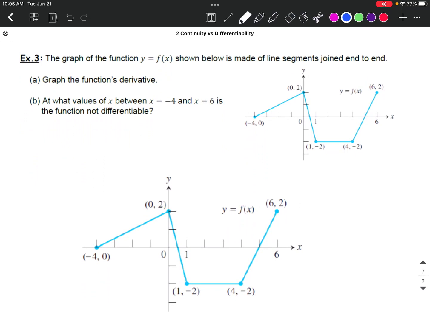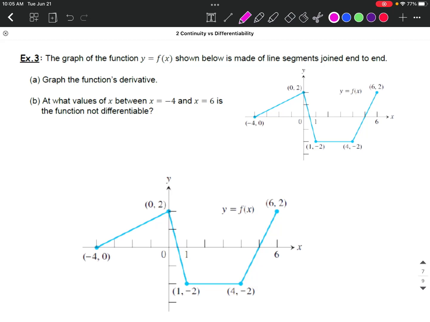The graph of the function y equals f of x shown below is made of line segments joined end to end. We're going to graph the function's derivative, and at what values of x between x equals -4 and x equals 6 is the function not differentiable? That might be the easier part.